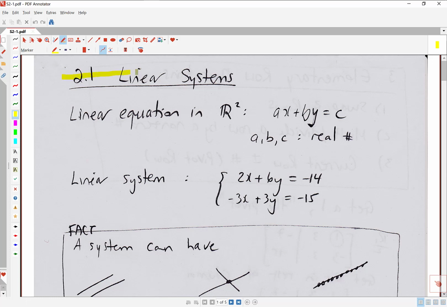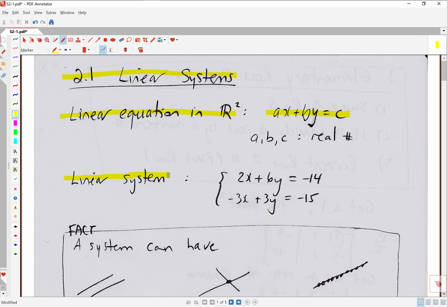In this video, we're going to talk about linear systems. So first thing let's do is we'll define a linear equation in R2. That looks like ax plus by equals c, where a, b, and c are real numbers. In other words, it's an equation with two variables, x and y, and real number coefficients.